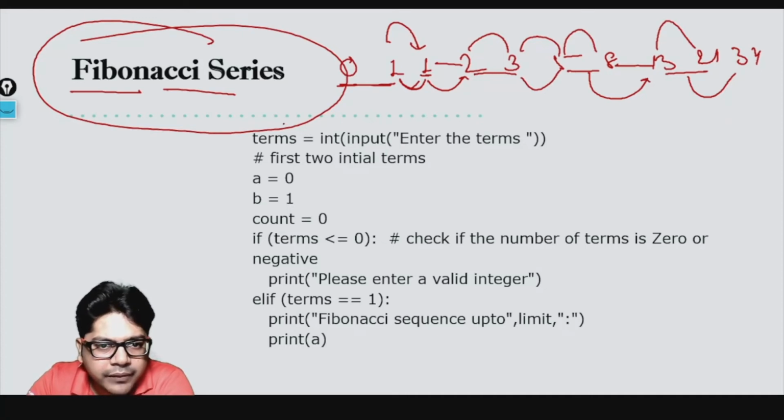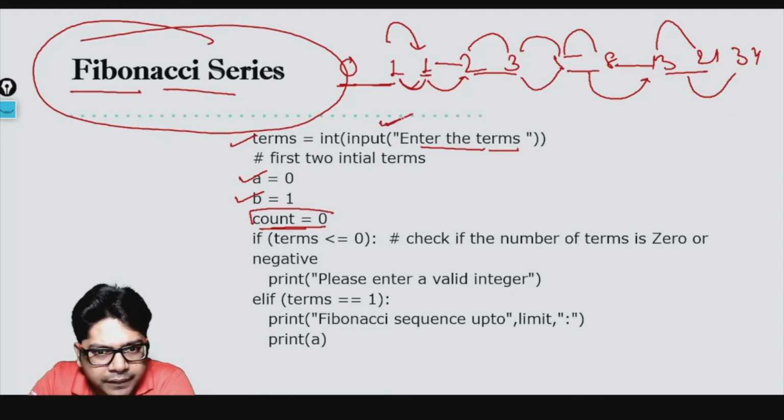Okay. So here we are asking the user how many terms of the Fibonacci series they want to print. Then we have taken two variables, a equal to 0, b equal to 1, and then we have taken count equal to 0 because this count has to run till the number of terms that the user has entered. The first thing that we are checking is if the user has entered a negative term, then we are asking them, please enter a valid integer, right? That is the first check.